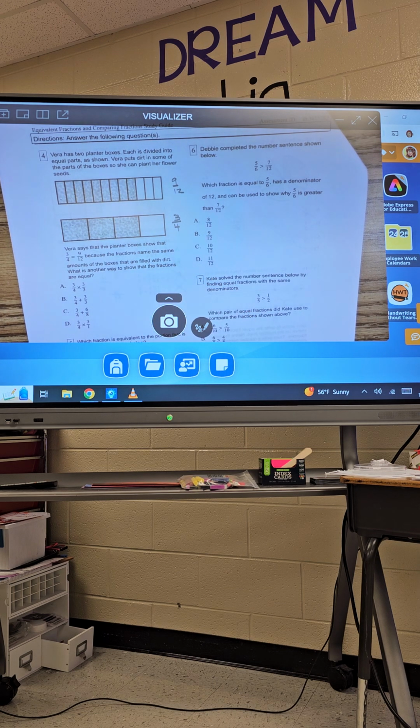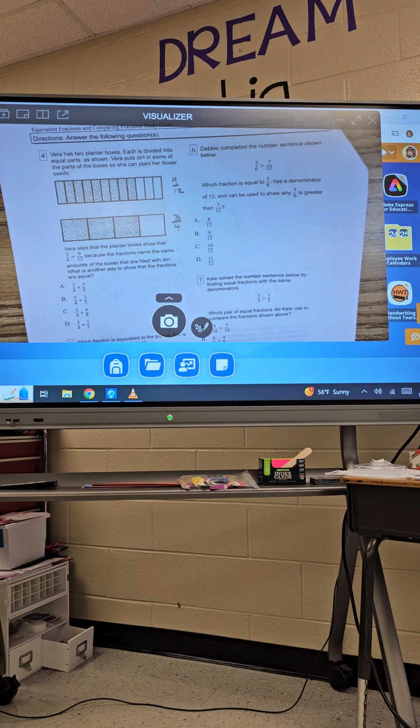Vera says that the planter box shows that 3/4 is equal to 9/12 because the fractions name the same amounts of the boxes that are filled with dirt. What is another way to show that the fractions are equal? What you are looking for is what I can multiply by in the version of a 1 that will make the 2 fractions equivalent.